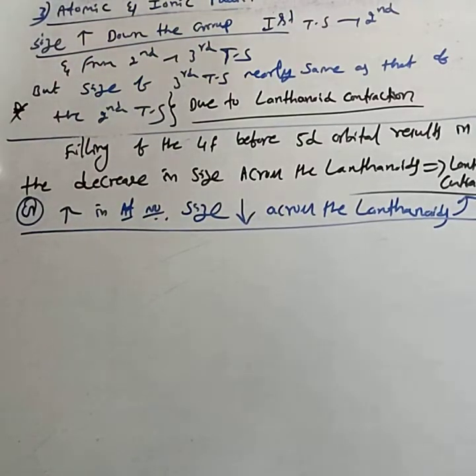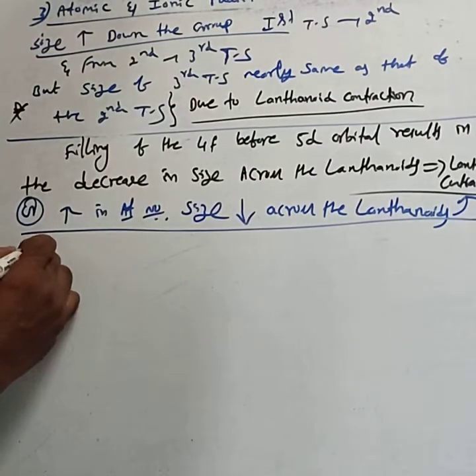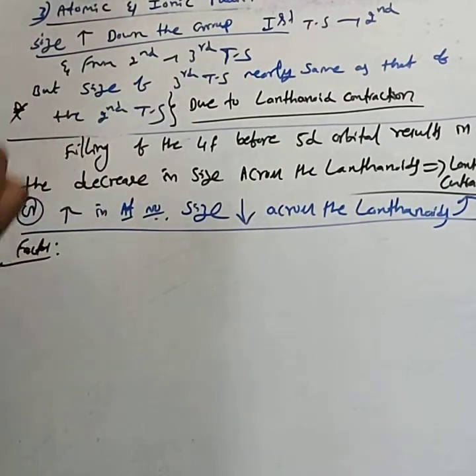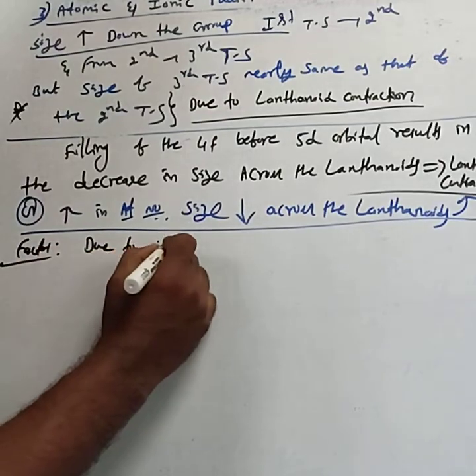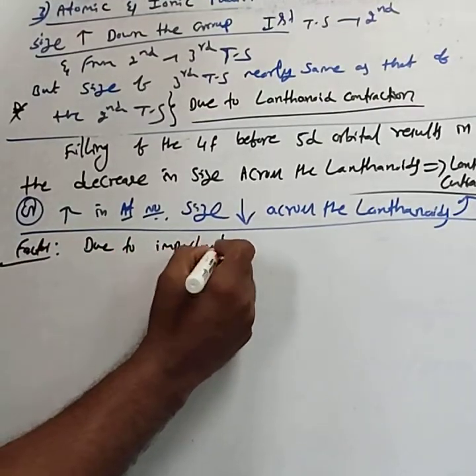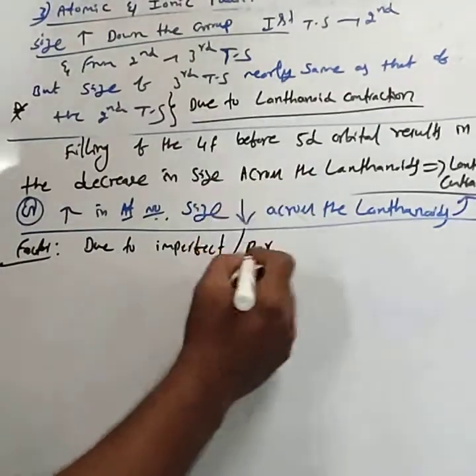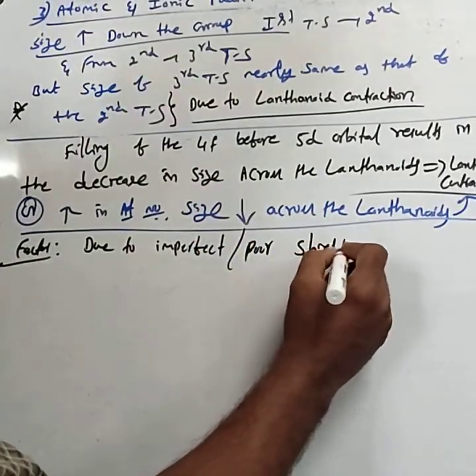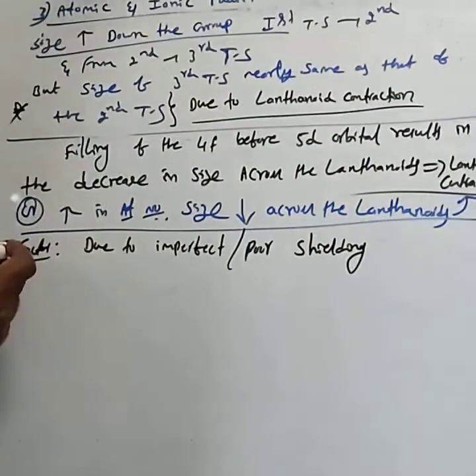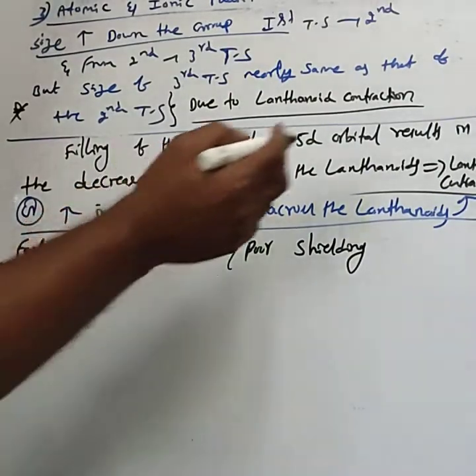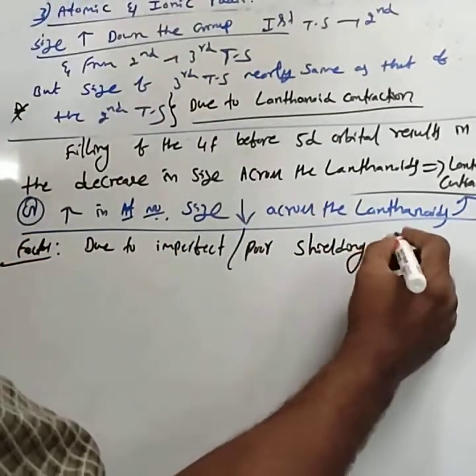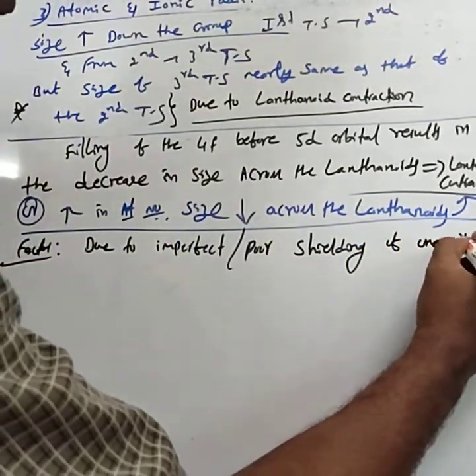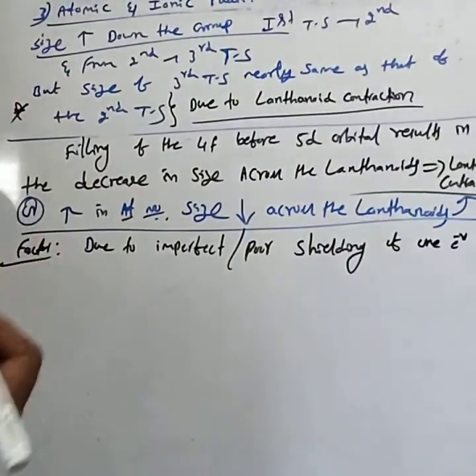Then the factor responsible for the lanthanide contraction is imperfect or poor shielding. The factor responsible for lanthanide contraction is the imperfect or poor shielding of one electron by another.